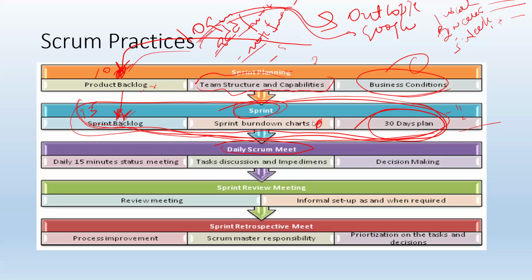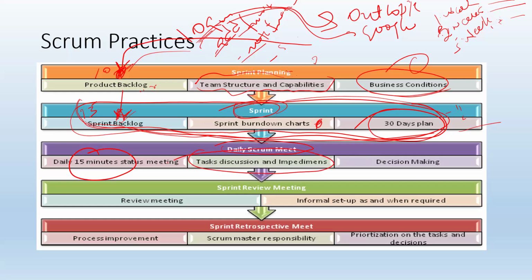So from one sprint you have completed, now you go to daily Scrum Meets. Daily Scrum Meet can be a 15 minute stand-up meeting. Some do it for 20 minutes, some do it for 10 minutes. So the daily 15 minutes is a status meeting where you'll be asked what you did yesterday, okay?